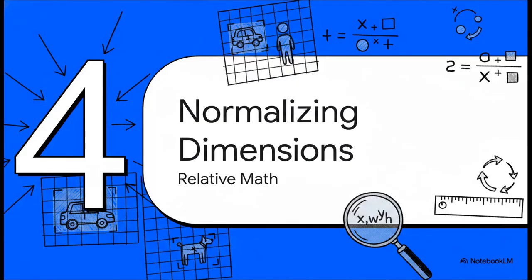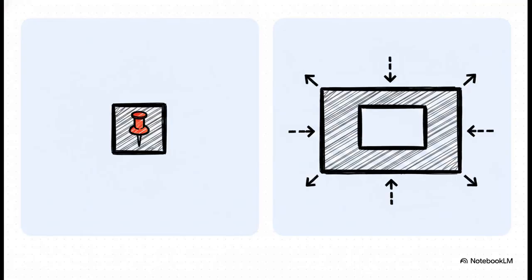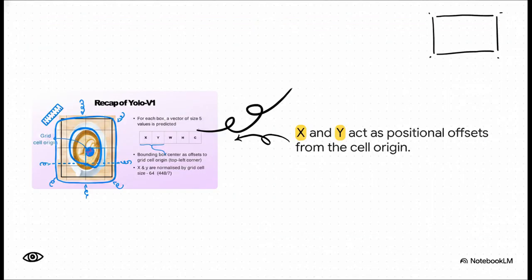Which brings us to Section 4, normalizing the dimensions. The secret here is a clever tale of 2 different scales. We've got hyperlocalized math to find the center and macro-level math to draw the outer boundaries. Specifically, the X and Y coordinates are normalized locally based only on the specific grid cell size of 64 pixels. On the flip side, the width and height of the bounding box ignore the grid entirely and are normalized globally by the entire image's overall width and height. Let's move to and see how this builds visually.